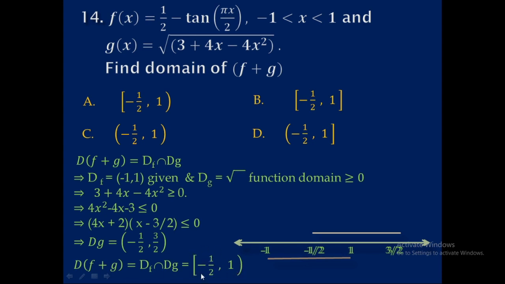Therefore, the semi-open interval -1/2 to 1, that is exactly equal to option A. The domain of F plus G is equal to the semi-open interval -1/2 to 1. The answer is option A.